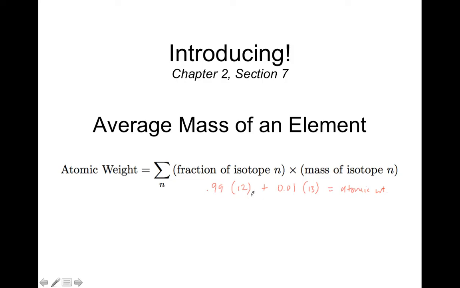Of carbon, roughly, right? Because carbon in nature is about 99% carbon 12 and 1% carbon 13, and that's what this sum means, okay? So this is the fraction of carbon 12. This is the mass of carbon 12. Here's the fraction of carbon 13, and here's the mass of carbon 13, and this is a summation. So that's how this is going to be calculated.